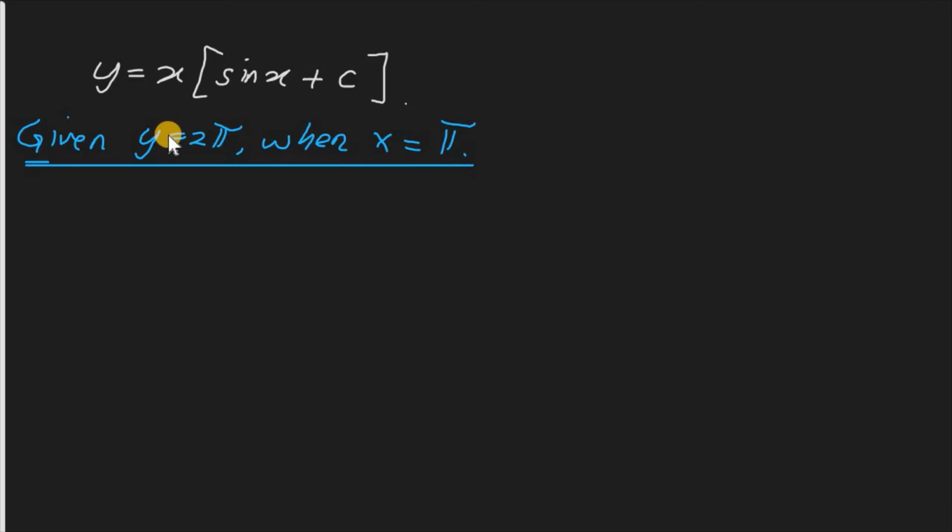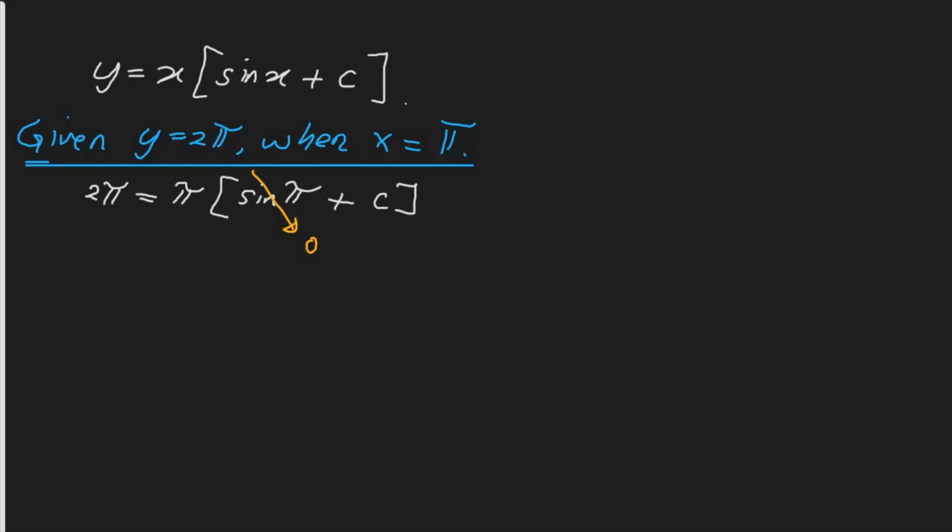So this question gives an initial value condition: when x is pi, then y is 2 pi. So let's substitute the values there. The y is 2 pi, and the x is pi. And again sine pi. What is sine pi? Basic mathematics, you have to know it. Sine pi is 0, right?